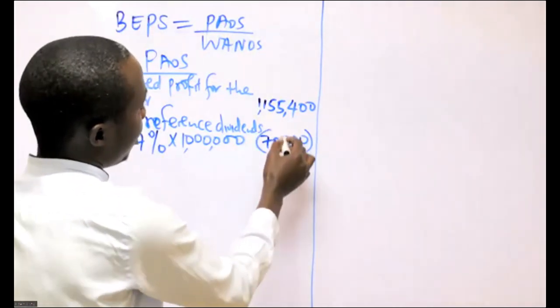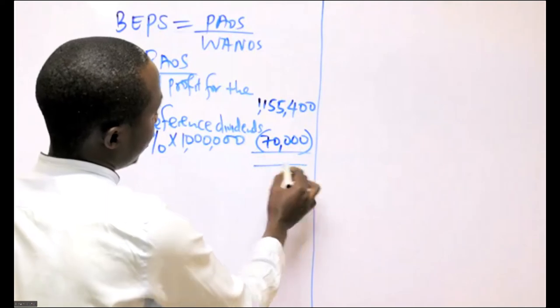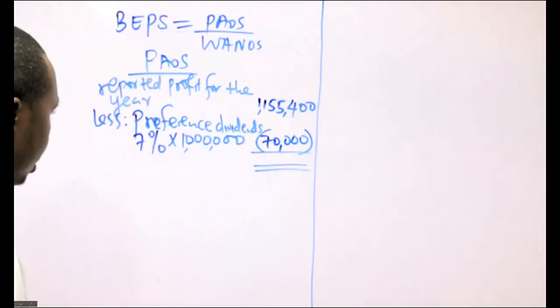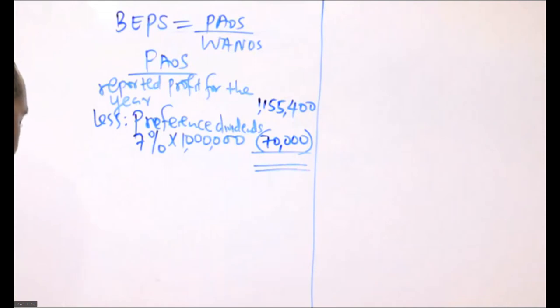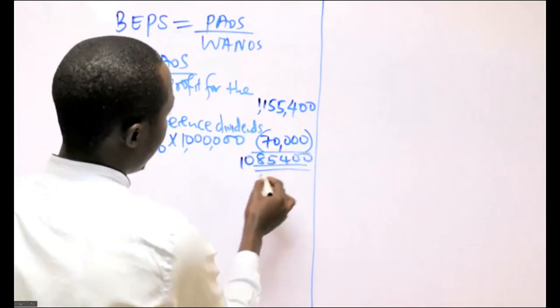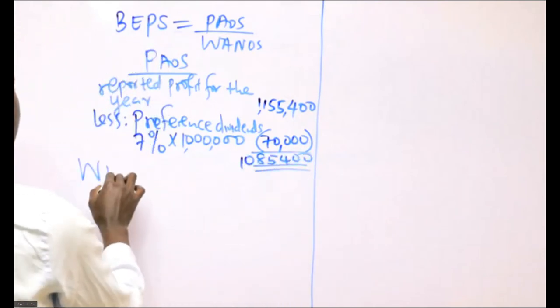So you deduct from 1,155,400. What do you have? 1,085,400. So that is 1,085,400. Then we talk about one-offs.